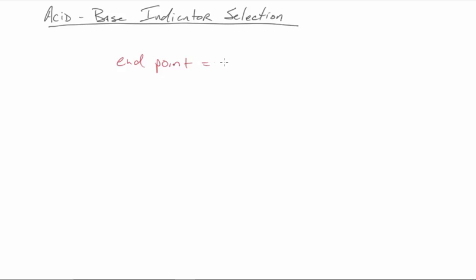An endpoint is actually determined by a color change in your titration. So it's the point at which the solution turns from one color to another. And it is a qualitative thing, all right? It's an observance. It's not a calculated value.